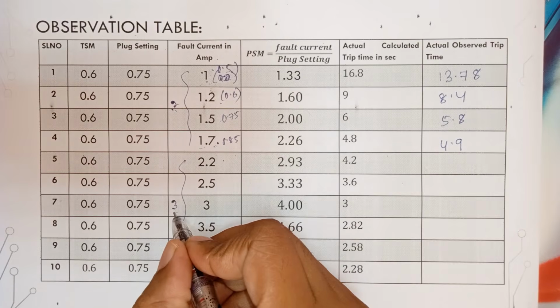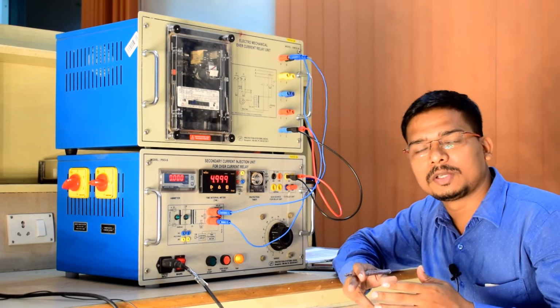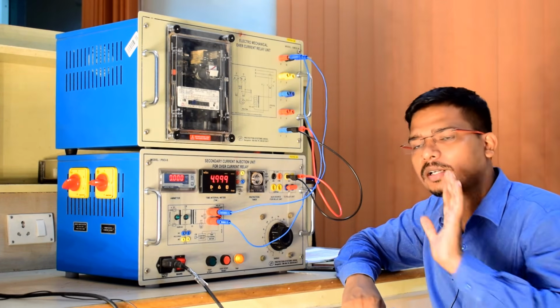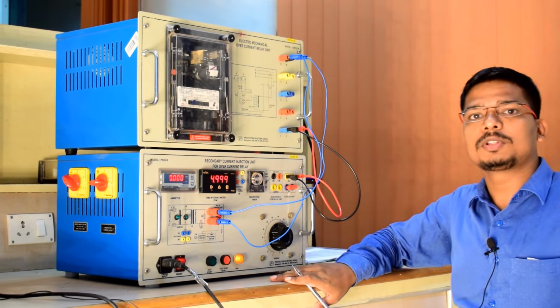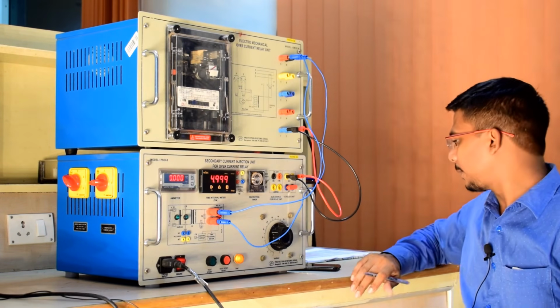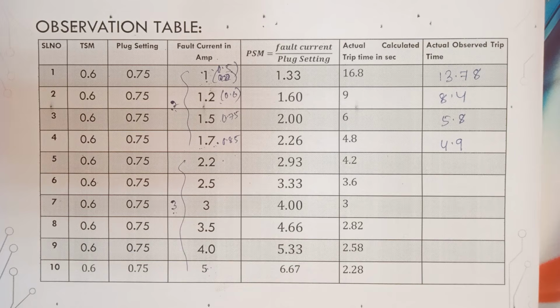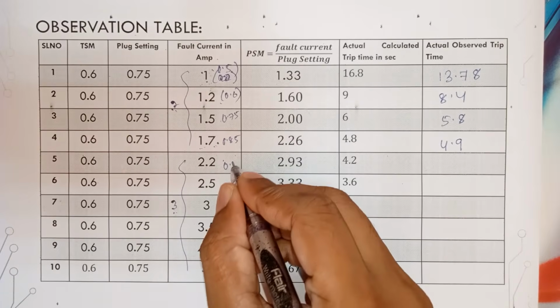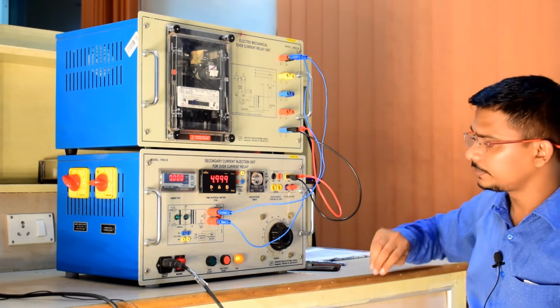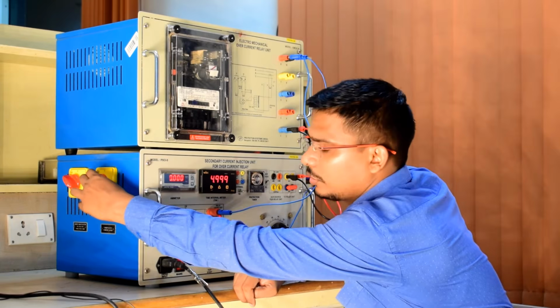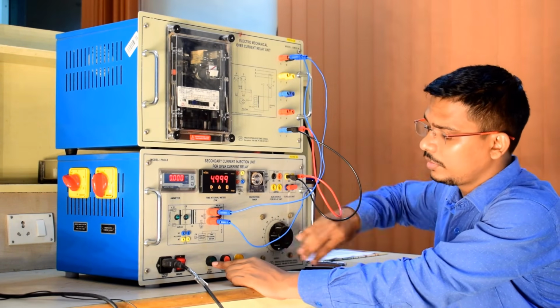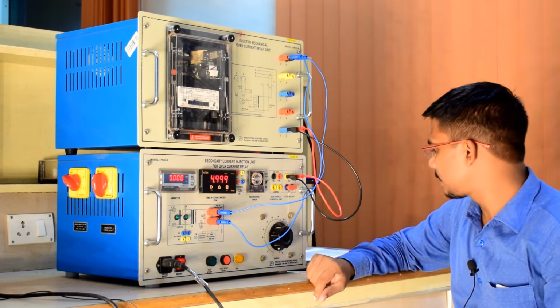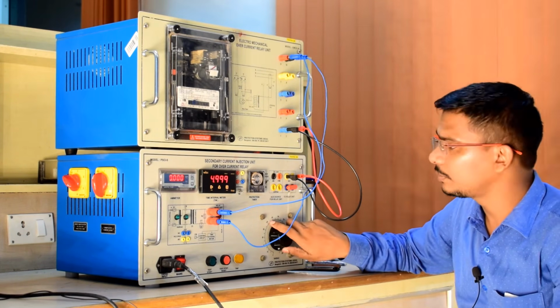Next stage, we have to apply 2.2. For that, we have to change the current selection switch to position number 3. So here this is the position we have changed, position number 3. In position number 3, for 2.2, how much do we have to see? 2.2 divided by 5. We have to see 0.44 here. So next, this should be 1, tap reset, then this should be 0, then again start. How much we have to see? That will be 0.44.